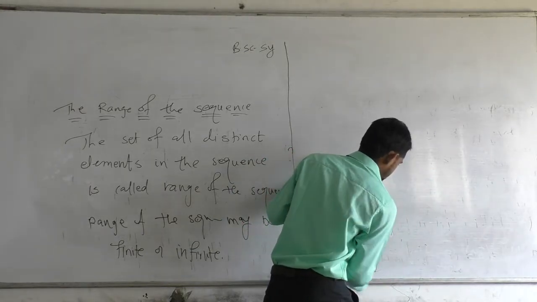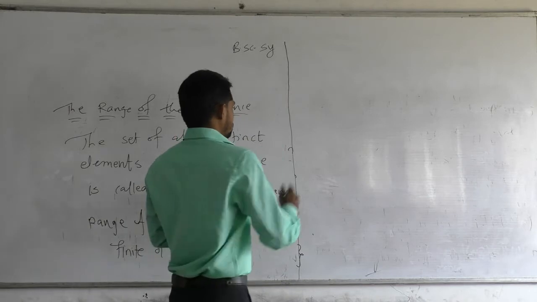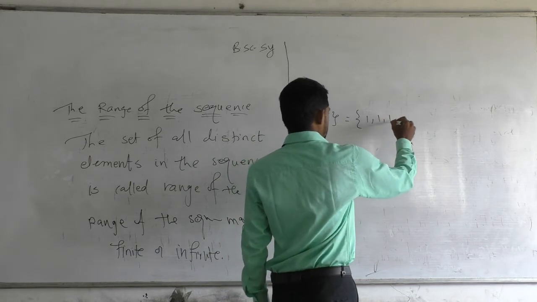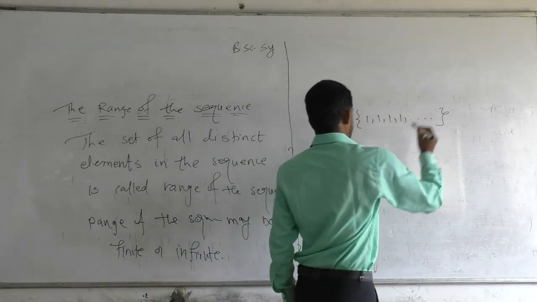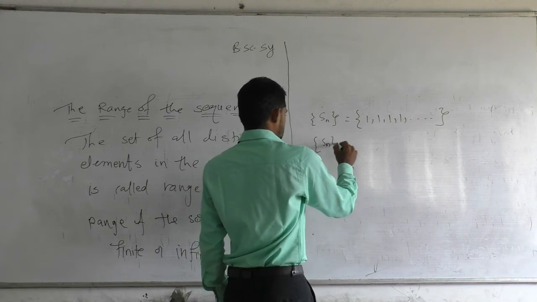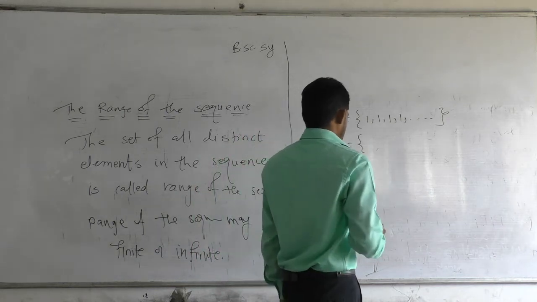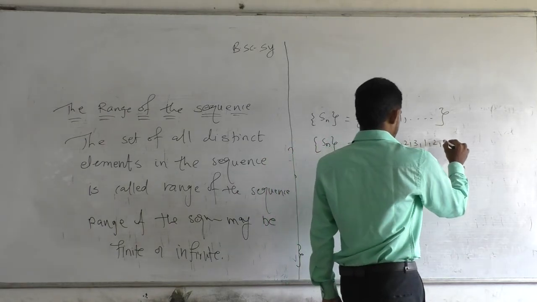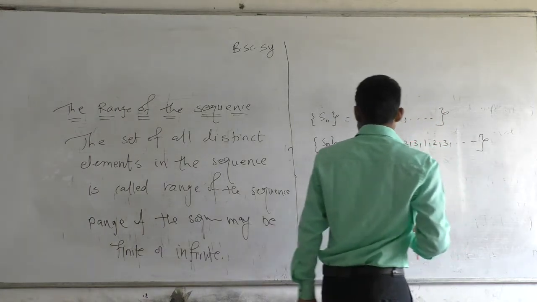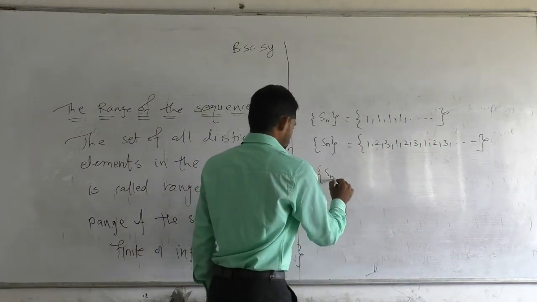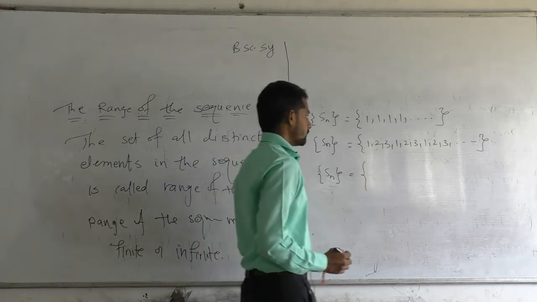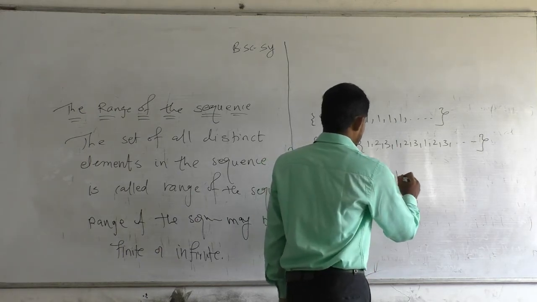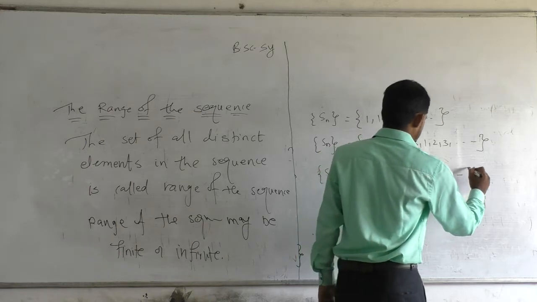Now consider a sequence and find its range. The first sequence is 1, 1, 1, 1, and so on. The second sequence is 1, 2, 3, 1, 2, 3, 1, 2, 3. Now the third sequence is 1, 2, 1, 2, 1, 2, and so on.